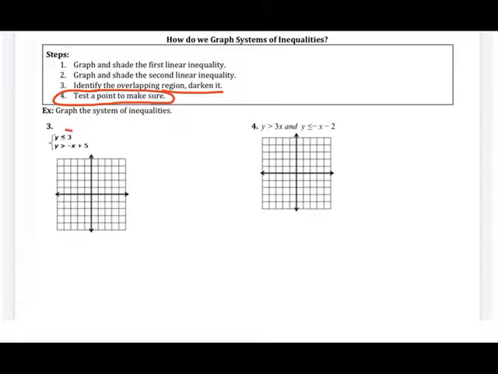So let's look at number 3. This says y is less than or equal to -3. So notice there's no x there. That means that my slope is 0. My y-intercept is (0, -3).